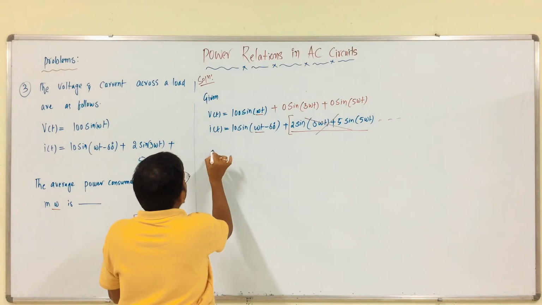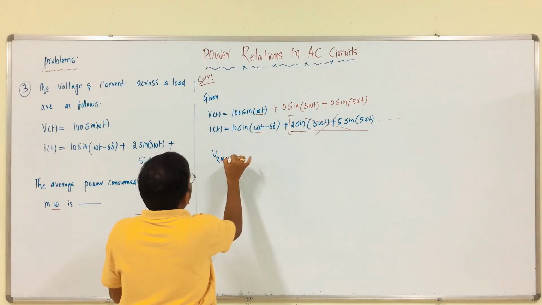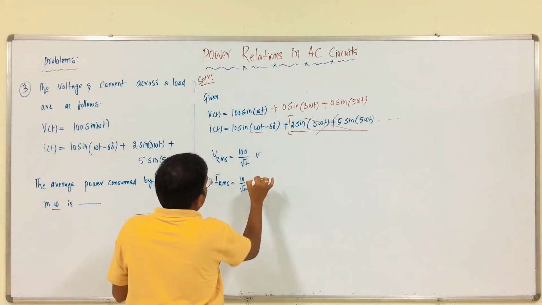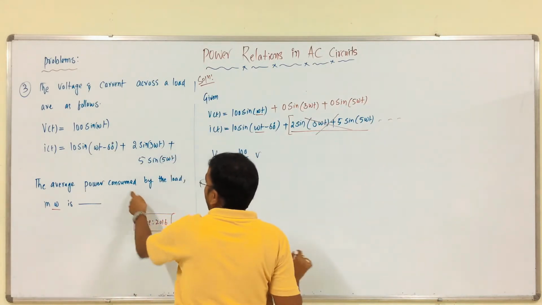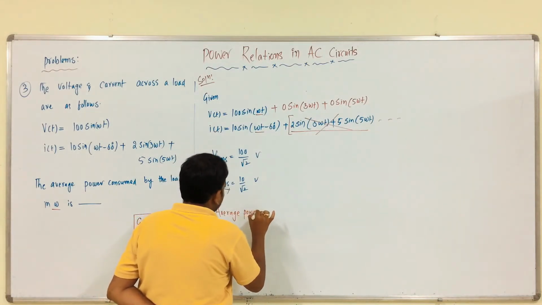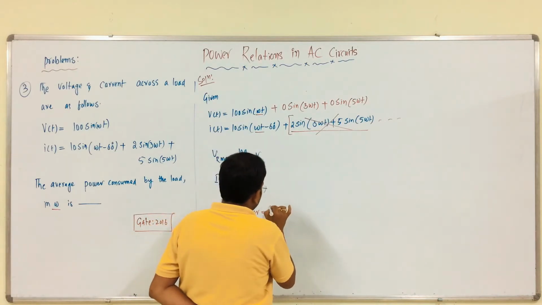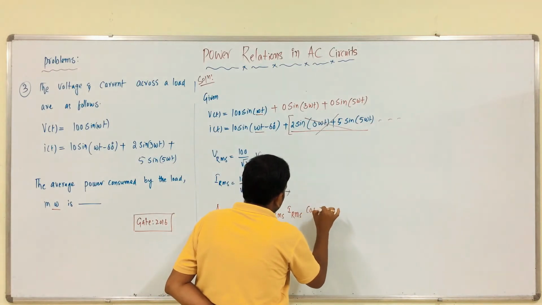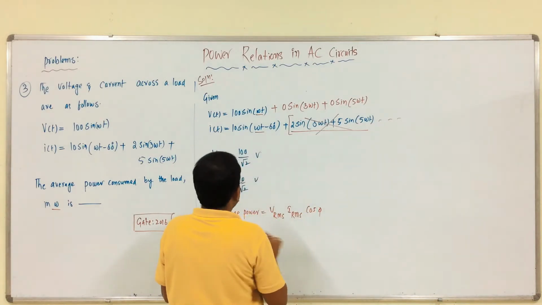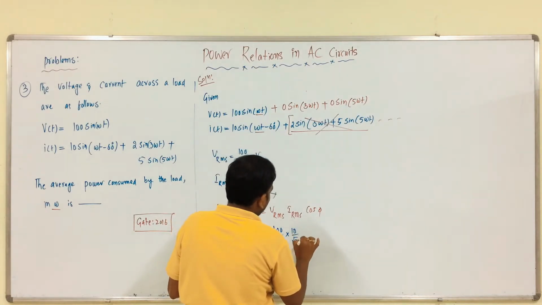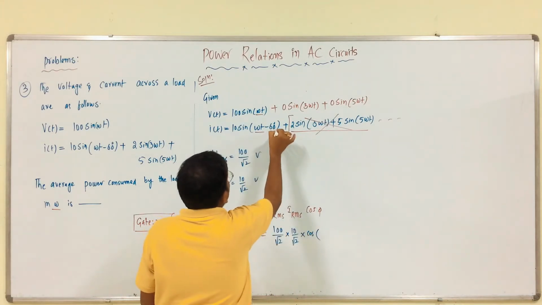Therefore, from this Vrms is 100 by root 2, and Irms is 10 by root 2. We all know that he needs average power, which is nothing but Vrms into Irms into cos phi. What is the value? That is 100 by root 2 into 10 by root 2 into cos phi, where phi is 60 degrees.